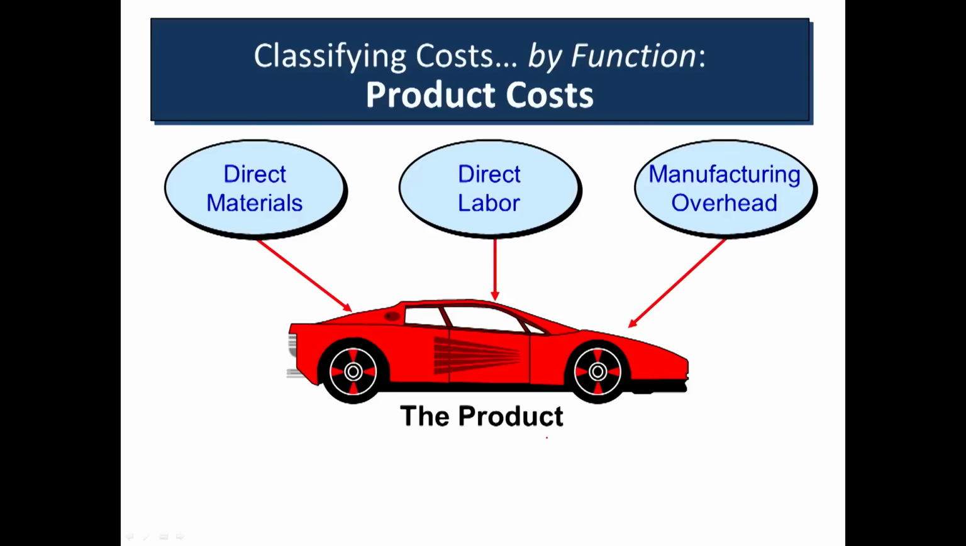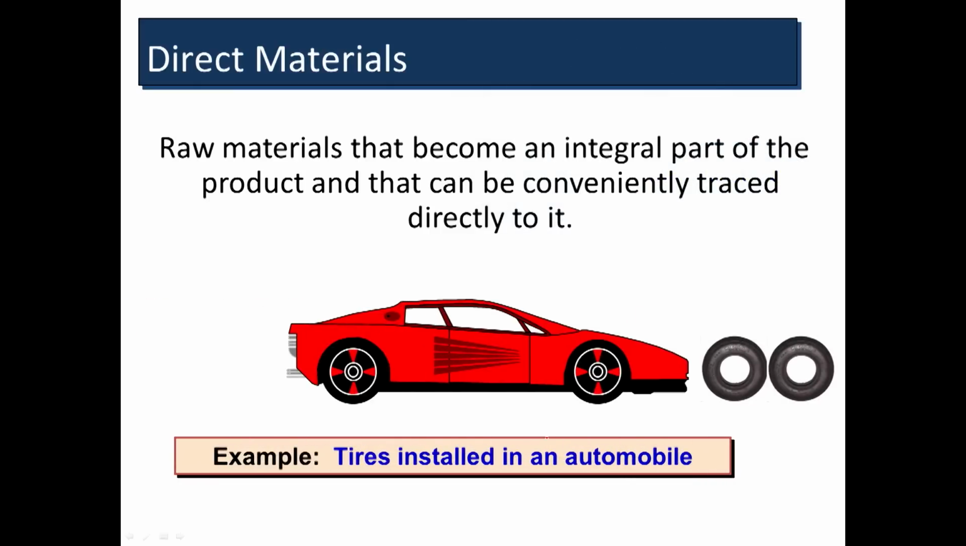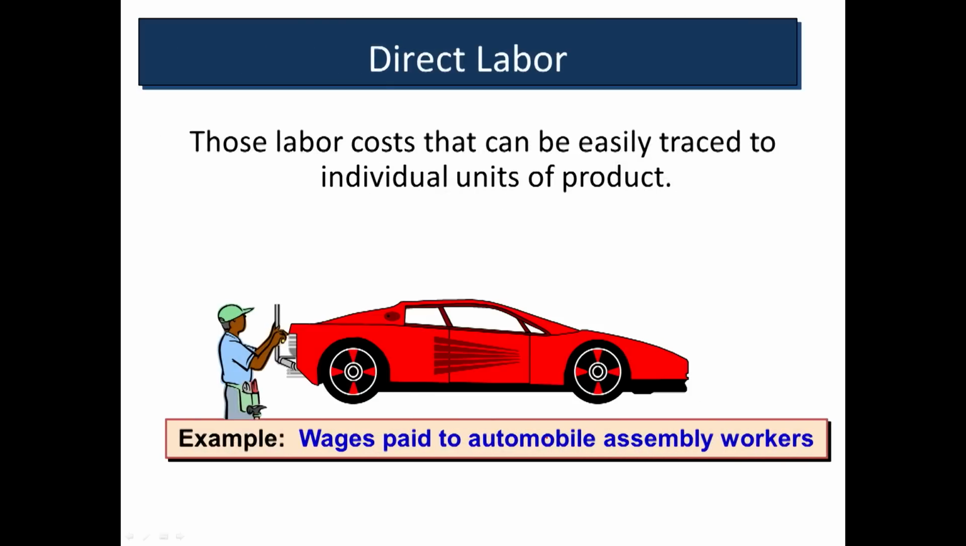Let's go back to the slides. There are our 3 product costs: direct materials, direct labor, MOH. What are direct materials? These are raw materials that become an integral part of the product, and they can be conveniently traced to it, such as the tires on an automobile, right? Tires on an automobile are direct materials for it. They become part of the auto, and they can be easily traced to it, right? You have 4 tires on an auto, correct? Direct labor are the labor costs of the people who are producing or assembling the product. Sometimes we call this touch labor, because these are the people actually touching the product, like this guy working on this car.